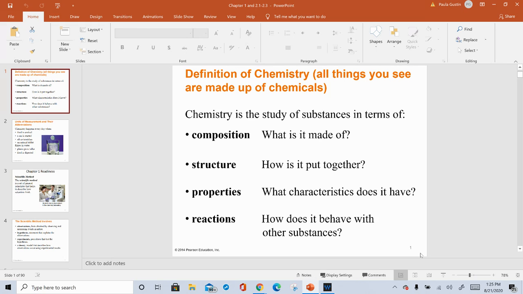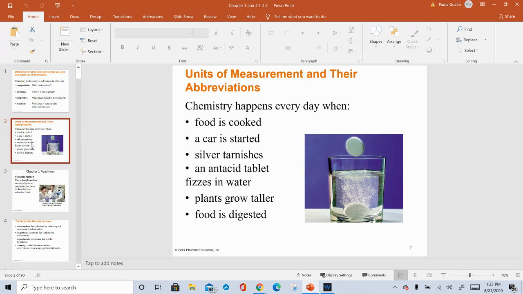We're talking about chemistry. We're really looking at what things are made of, how they are put together, and what characteristics they have. Chemistry happens in everyday life: when food is cooked, when a car battery is started, when you have an upset stomach and you take an antacid tablet. It's very important to understand why you're taking this class, because a lot of you are allied health majors and you're going to need a lot of the material that we cover for future biology courses.